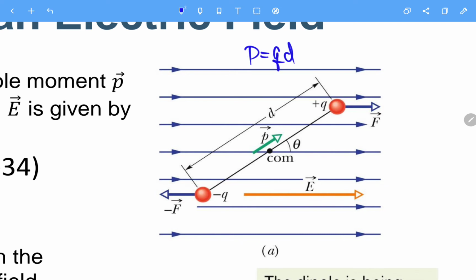Now suppose the angle between the dipole and the E field. Suppose the E field is uniform and pointing to the right side, and the angle between the E field and the dipole is theta. We can see this is a positive charge, and the E field points to the right side, so the electrostatic force acting on this positive charge will also point to the right side.